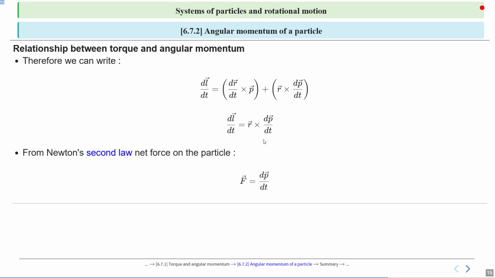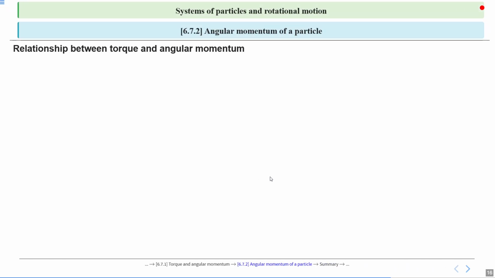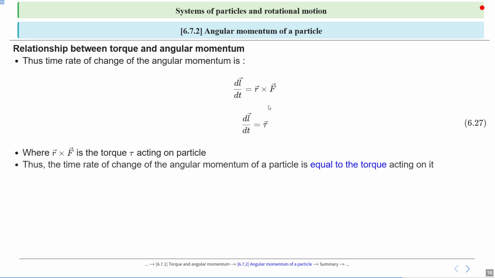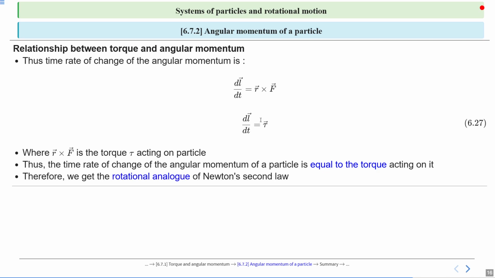From Newton's second law, the net force on the particle is dp/dt, the rate of change of momentum. Thus the time rate of change of angular momentum is r × F. So dL/dt = r × F, and that is τ, because we know τ = r × F, where r × F is the torque τ acting on the particle. So we can say that the time rate of change of angular momentum of a particle is equal to the torque acting on it. Therefore we get the rotational analog of Newton's second law.